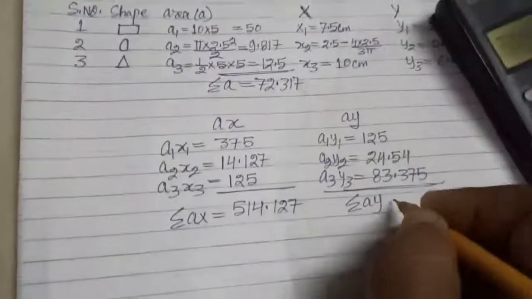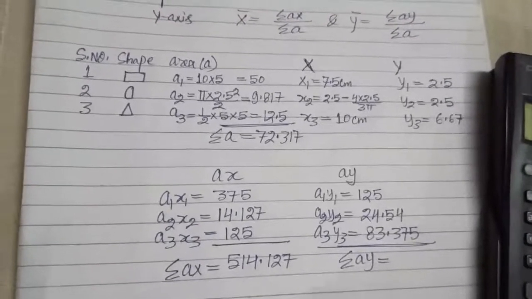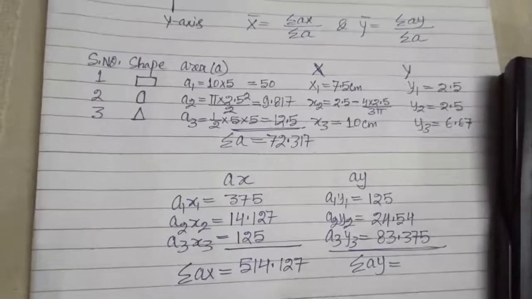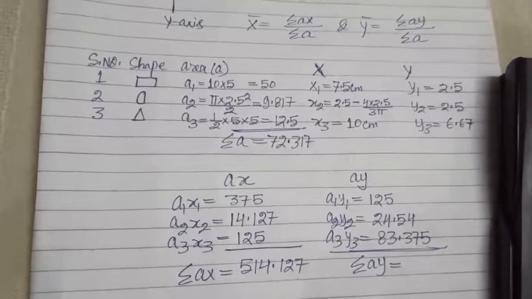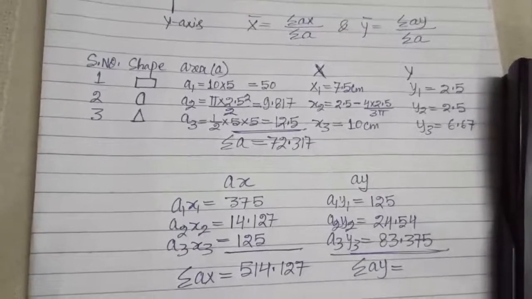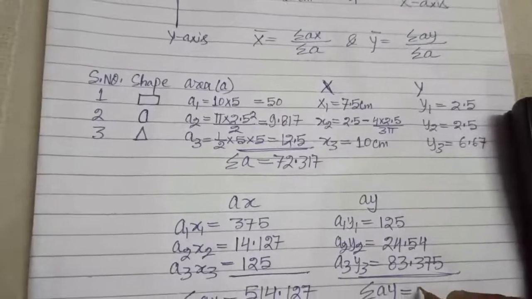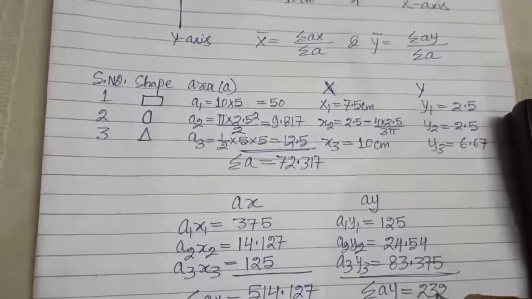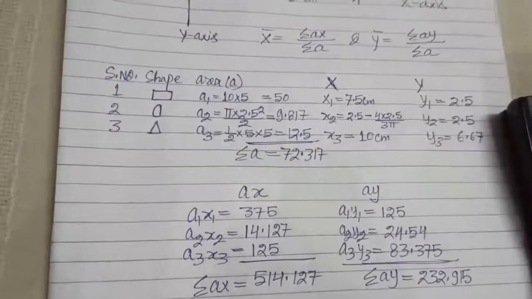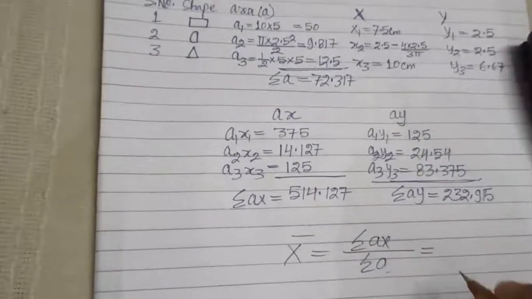And summation AY is equal to 125 plus 24.54 plus 83.375. So this is equal to 232.915.